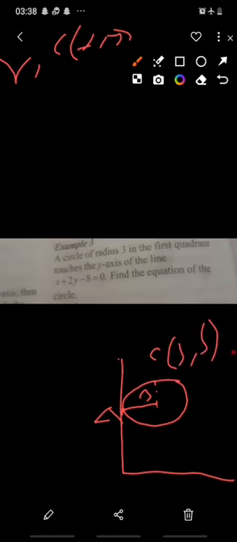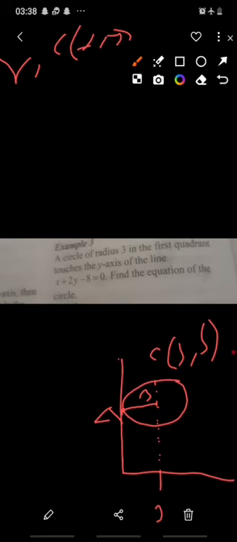Now, anytime a circle touches the y-axis, the x coordinate of the center becomes the radius, because here you realize that the radius can be traced down to 3. So the radius was actually obtained from the x coordinate of the center. We know the x coordinate of the center, but we don't know the y coordinate. So how do we get that?